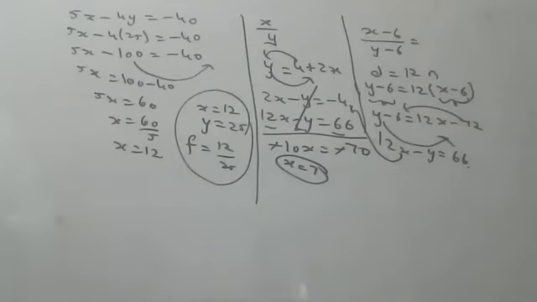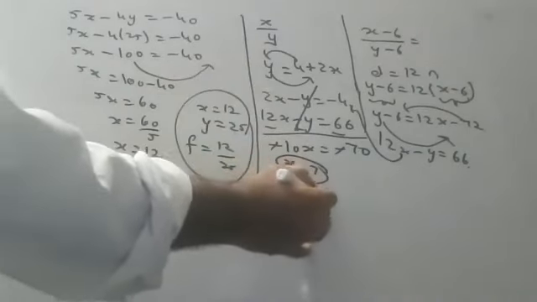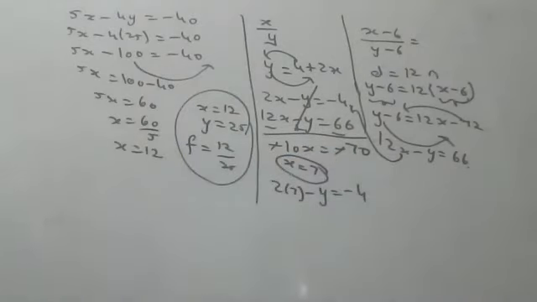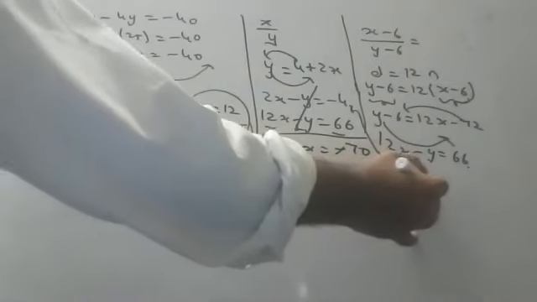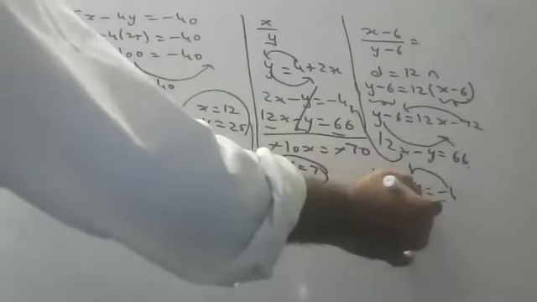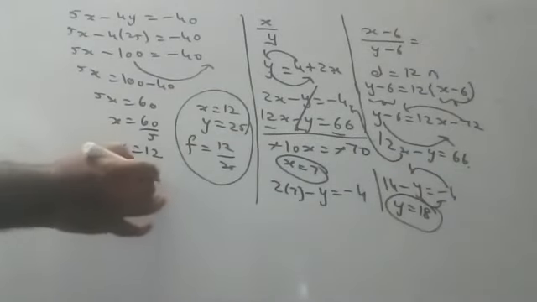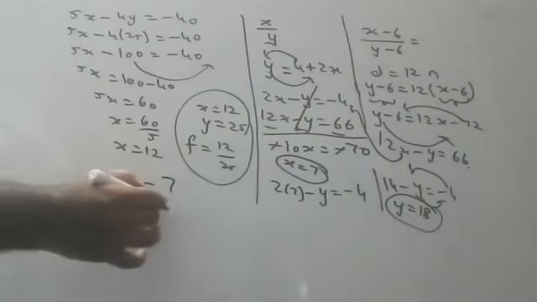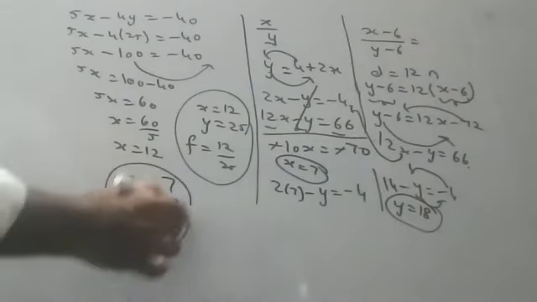Children, after getting x is equal to 7, put it in this equation. 2 into 7 minus y is equal to minus 4. I hope you are all seeing here. 14 minus y is equal to minus 4. This you bring here, this you take here. y is equal to 18. So what are your answers, children? x is equal to 7, y is equal to 18, the fraction is 7 by 18. Like this you should do.